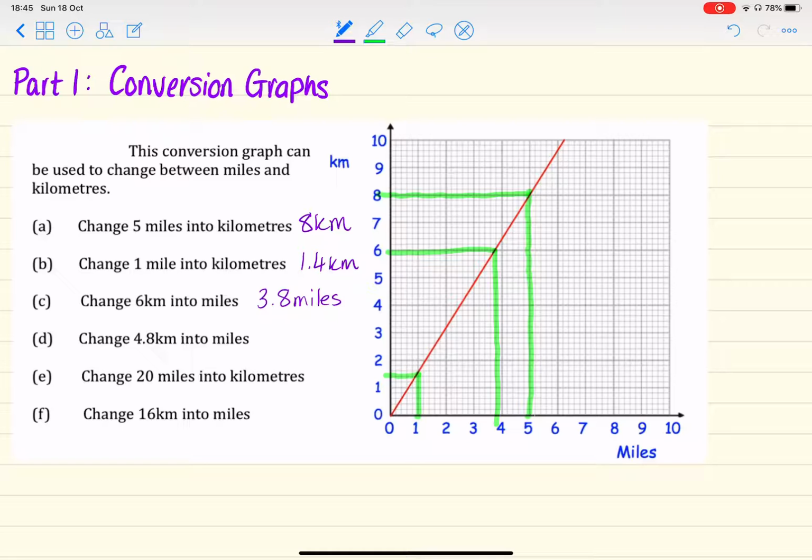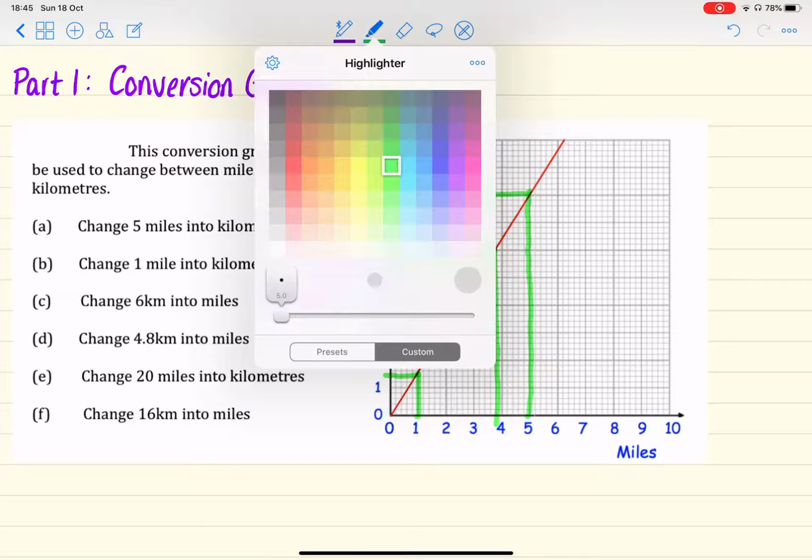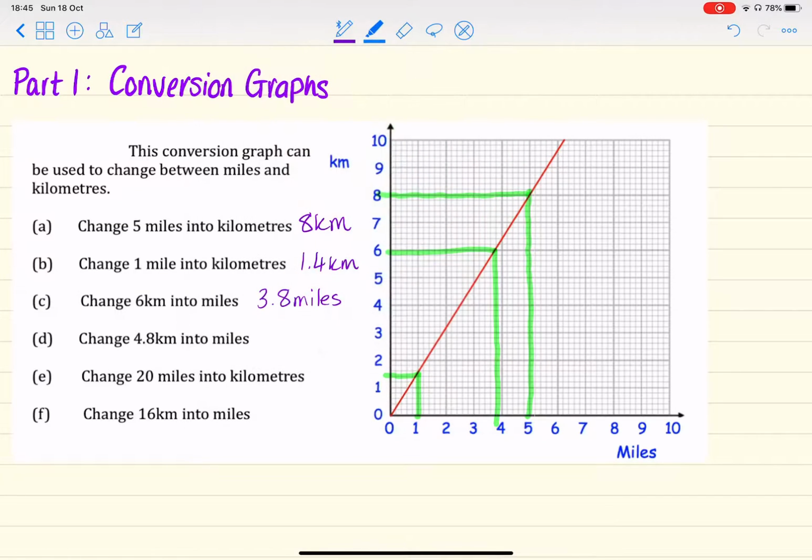The next question, 4.8 kilometres. A little bit more difficult, so I might get a different colour. I find 4, I find 0.8. Each of these little squares is going to represent 0.2. So I go just here and I go across, and I'm going to go down into miles. That's a nice one. It gives me a nice round answer of 3 miles.